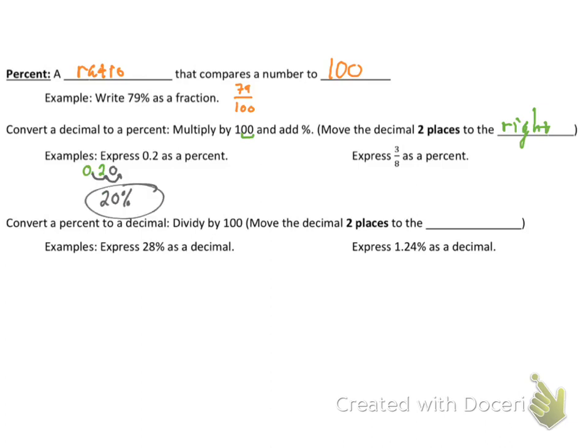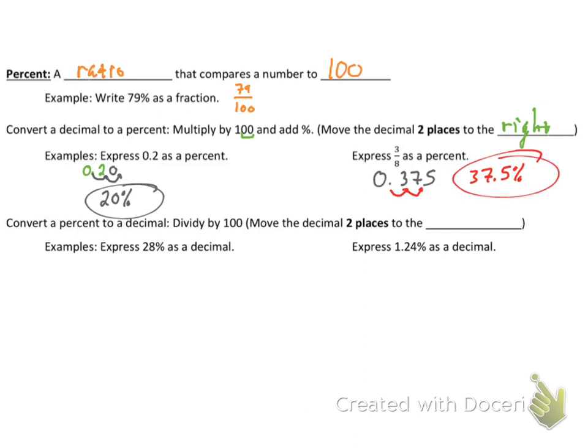Now, if I wanted to express 3/8 as a percent, the first thing I would need to do is make 3/8 a decimal. So if I make 3/8 a decimal, I'm going to get 0.375. Then if I wanted to write that as a percentage, I need to take that decimal and move it 2 places to the right. So 3/8 as a percent would be 37.5%.